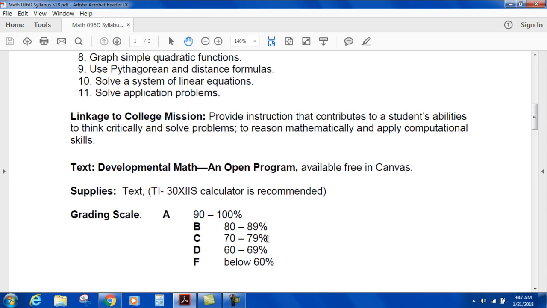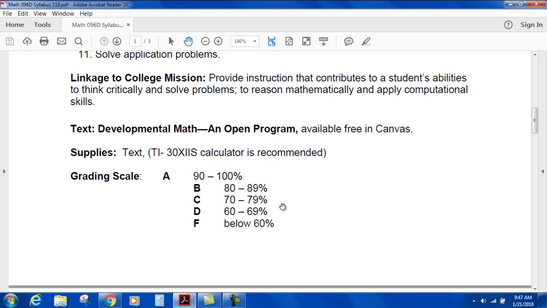The book for this is Developmental Math, an Open Program. It's in Canvas, so when you get into Canvas, you're going to see over in the modules, it's not the very first one, I think it might be the second or third module has the textbook in it. And I have 2 versions: the entire book, or it's broken into parts, and we need parts 2 and 3 for this class. So you need text, and you need some kind of a calculator that's helpful. The TI-30X2S is a very affordable calculator, and it will work very well for this class.